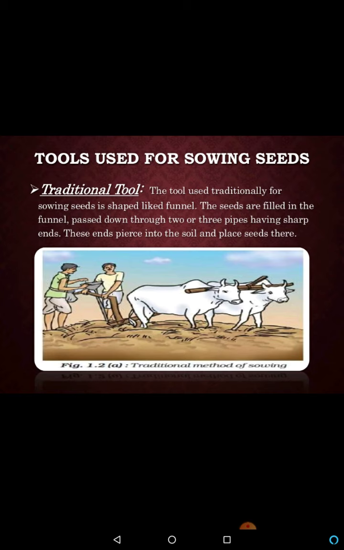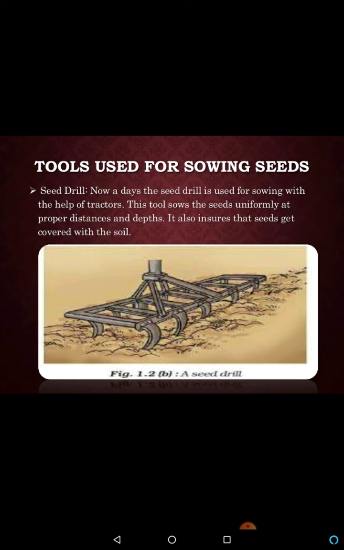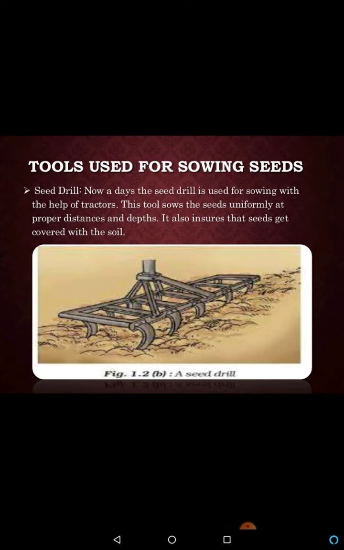Next is tools used for sowing seeds. The tool which is used traditionally for sowing seeds is shaped like a funnel. The seeds are filled in the funnel, passed down through two or three pipes having sharp ends. These ends pierce into the soil and place seeds there. So tools used for sowing seeds nowadays are seed drill. Nowadays the seed drill is used for sowing the seed with the help of tractors. This tool sows the seed uniformly at the proper distances and depth. It also ensures that seeds get covered with soil.